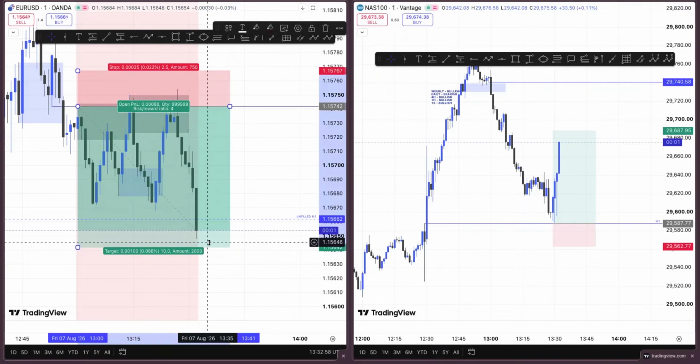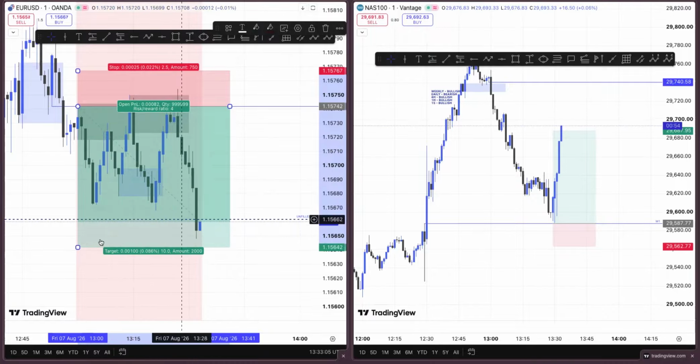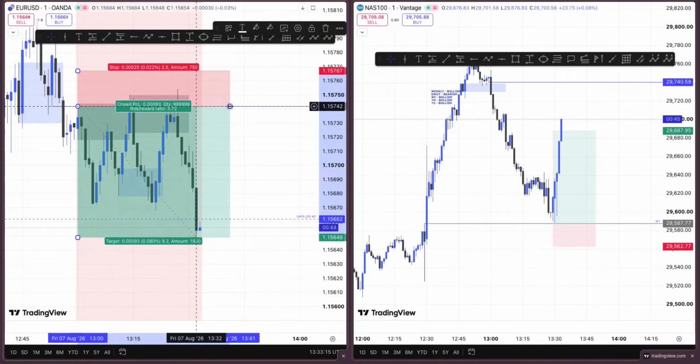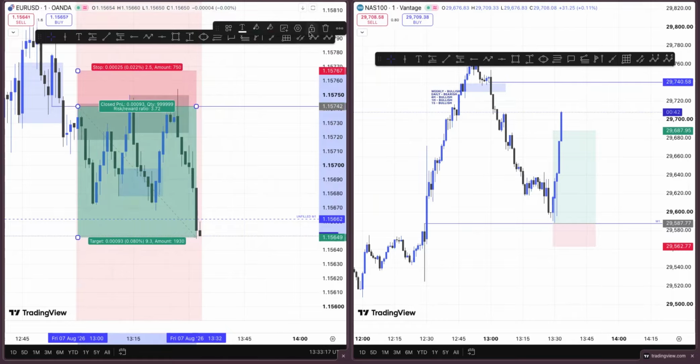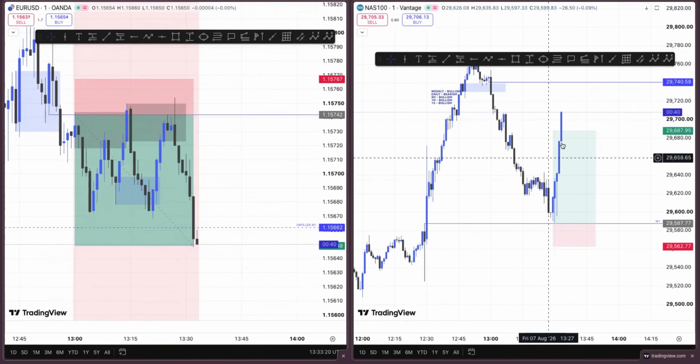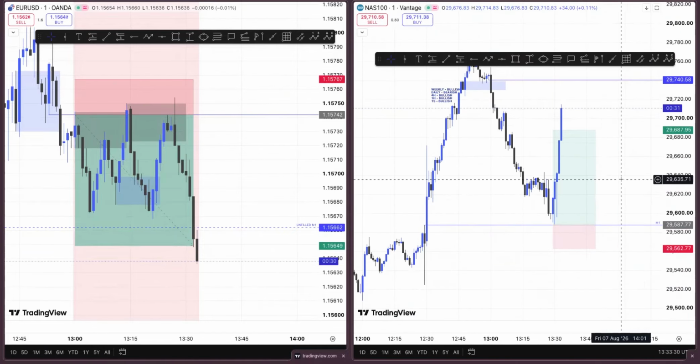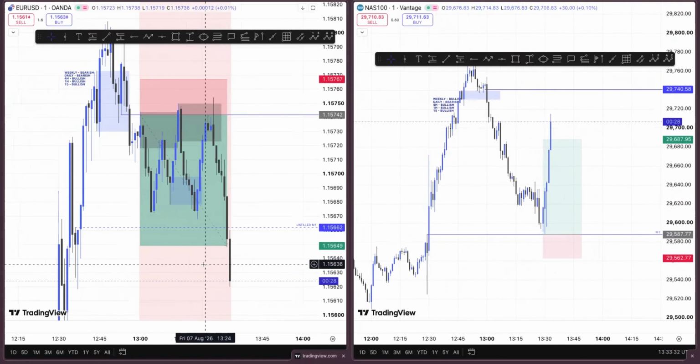So what did I close EURUSD at? 1.14649. I closed right here. And look at what NAS is doing. This is beautiful. See, NAS didn't touch this demand by a pip. And I'll see how NAS is reversing. Just look at it. EURUSD also just broke underneath it.